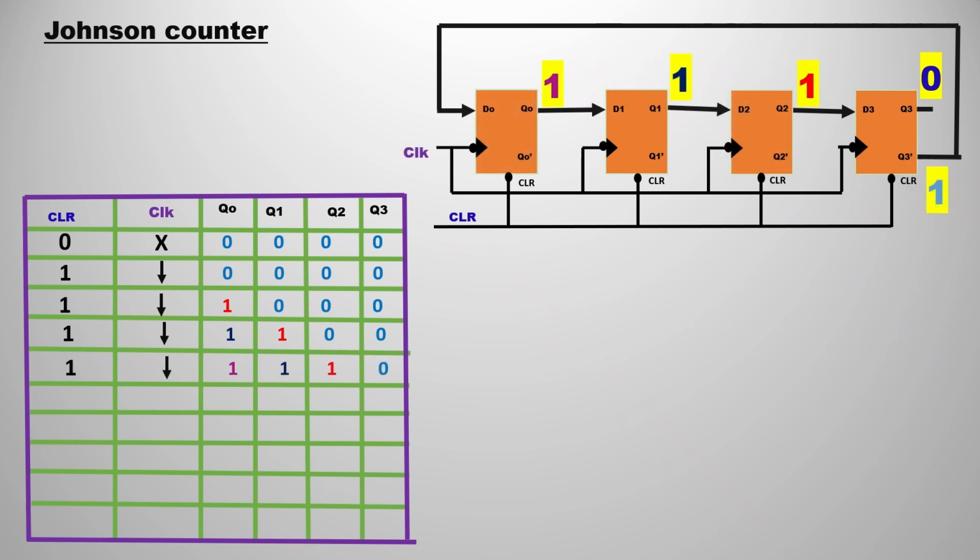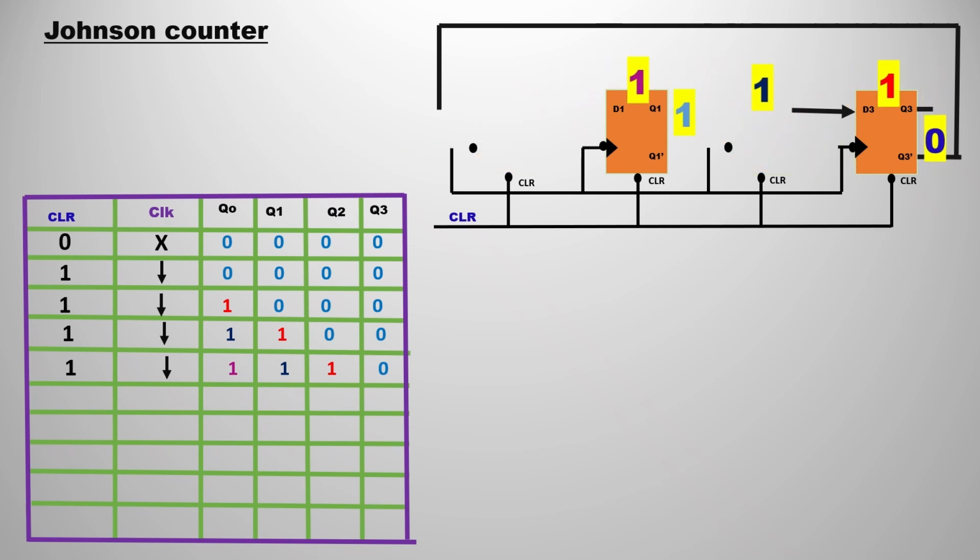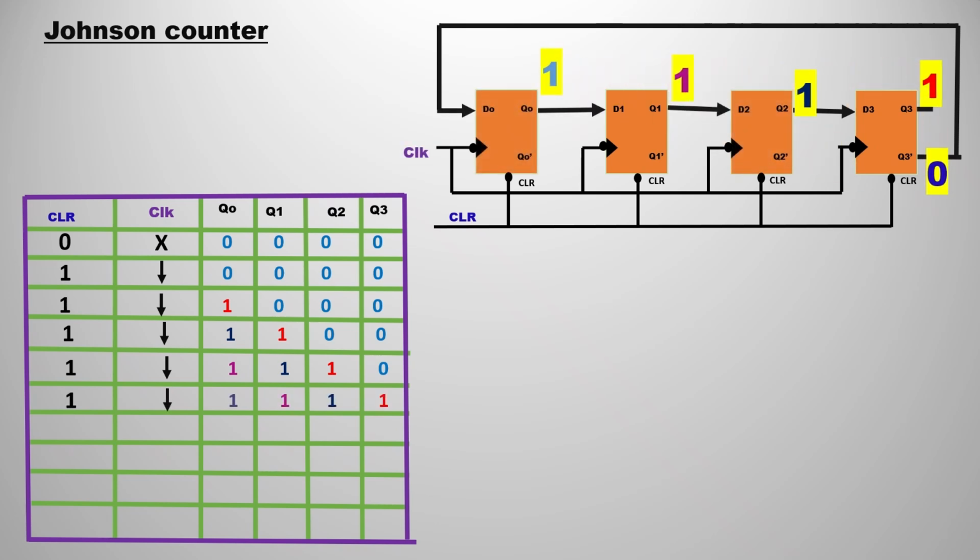Q3 bar again is 1, so take 1 as feedback to D0 and move all the ones slightly to the next flip-flops. The next thing you can observe in the truth table is the last case, where all the outputs are 1s. If you consider the last red one, it moves to Q3, and Q3 bar becomes 0. Q3 bar is again given to D0, and 0s start coming up and the 1s start decreasing.